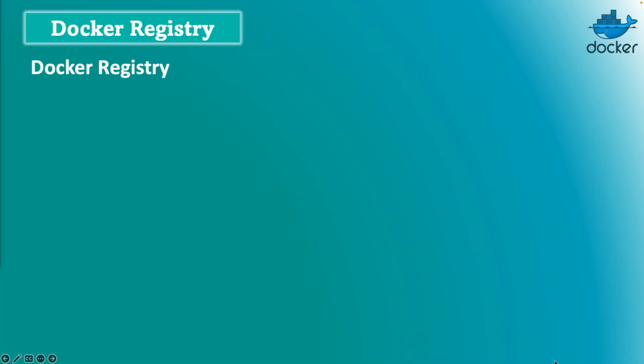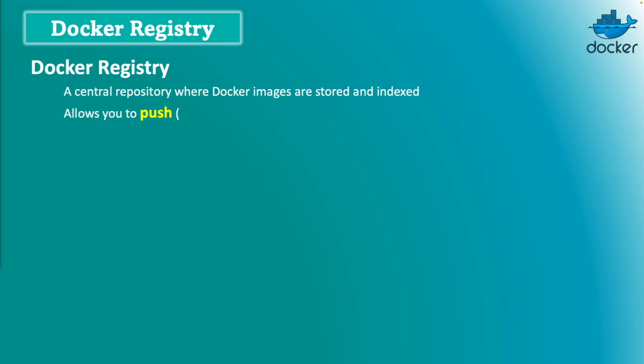We took the term Docker registry multiple times in our previous sections. Now let's dive deep into Docker registry. Docker registry is a central repo where container images are stored. One important point I want to reiterate: Docker registry stores the Docker images, not Docker containers. Docker registry allows you to pull pre-built images or push custom images.